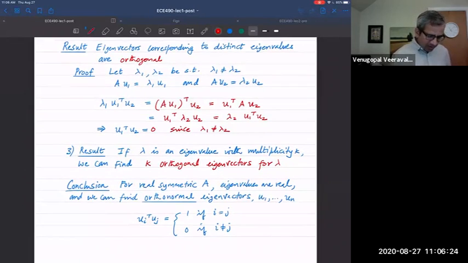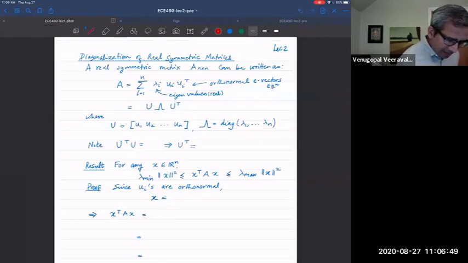So the conclusion is that for a real symmetric matrix A, its eigenvalues are real, and we can find orthonormal eigenvectors, each of which belongs to R^n, such that the inner product is 1 if i equals j, and 0 otherwise. Okay, so that's where we were last time, and now we're ready to start today's lecture.